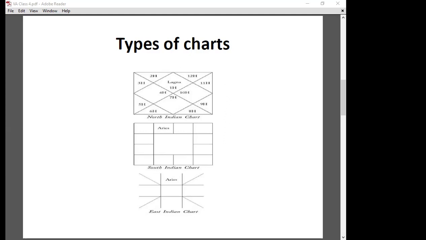Now there are two exceptions to these. As I said, the night strong signs are known as Prishtodaya, and the day strong signs are known as Shirshodaya. The exception is Mithuna, because Mithuna falls under the category of Shirshodaya, although it is strong during the night.